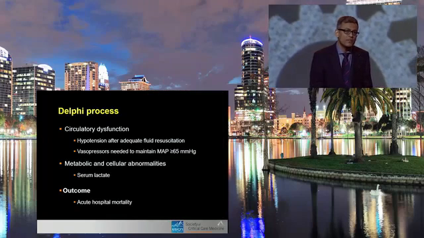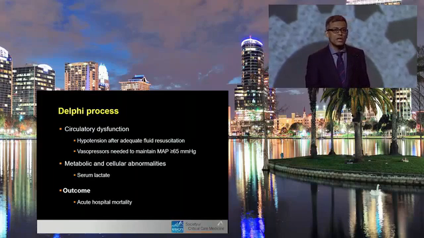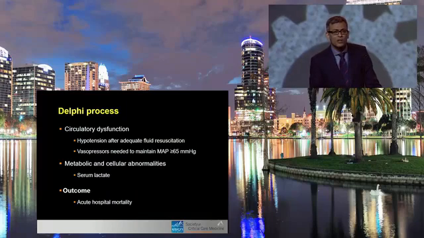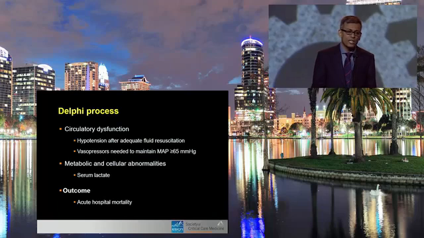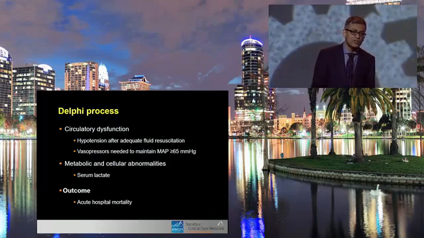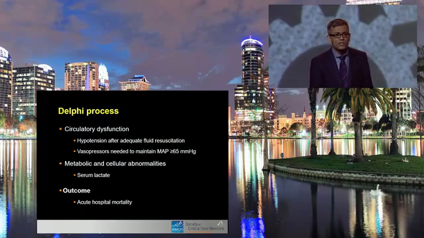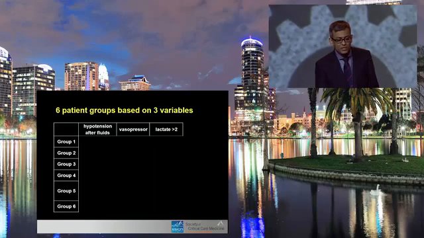So informed by the systematic review and the surveys that I described earlier, the Delphi process identified 3 variables, 2 to describe the circulatory dysfunction that you see in septic shock, which were hypotension and vasopressor needed to maintain mean arterial pressure. We deliberately chose not to describe fluid resuscitation or define it because we felt that fell outside the remit of our definitions. The second was the metabolic and cellular abnormalities. For that, the proxy that we chose was serum lactate. And the outcome that we chose to model the greater risk of death group that identifies septic shock was acute hospital mortality. So using the 3 variables, hypotension, vasopressor therapy, and serum lactate, you could define 6 groups of patients.